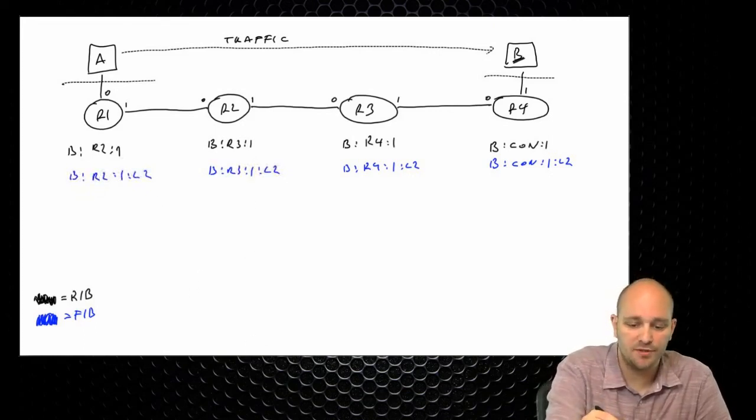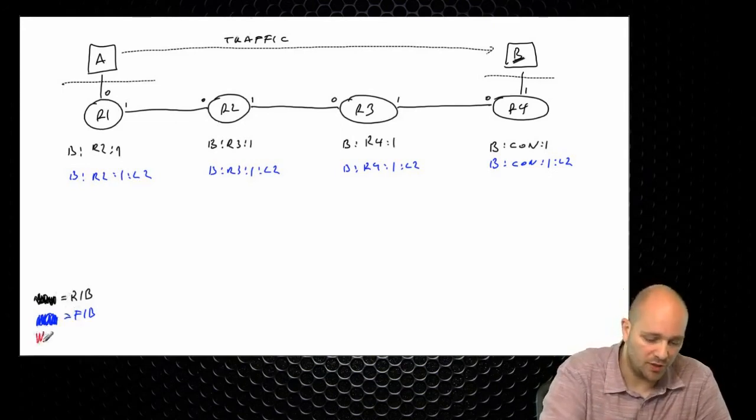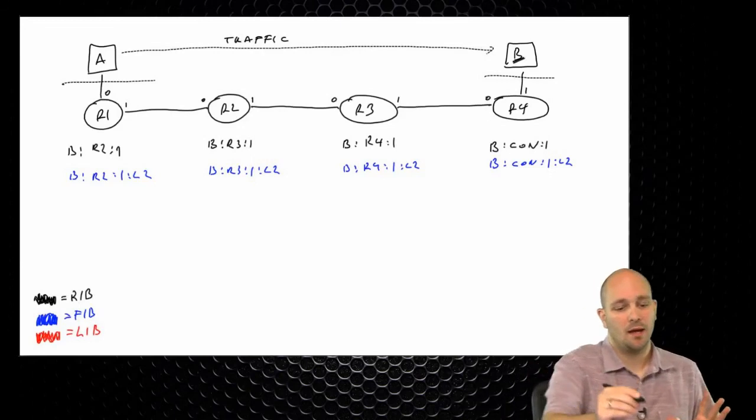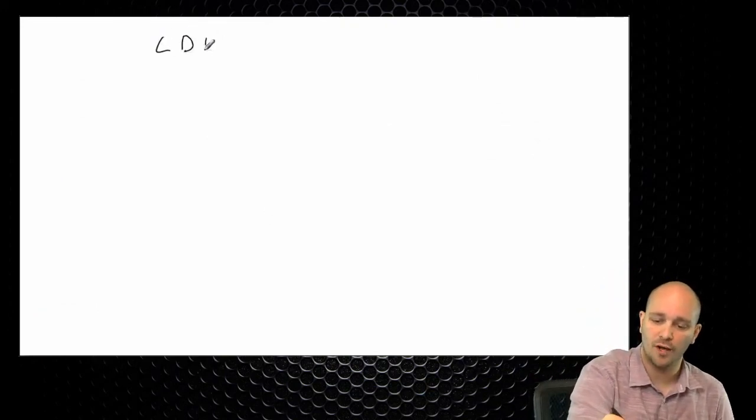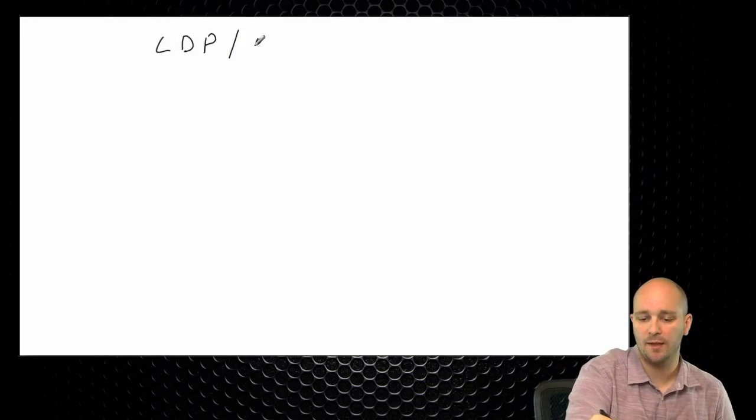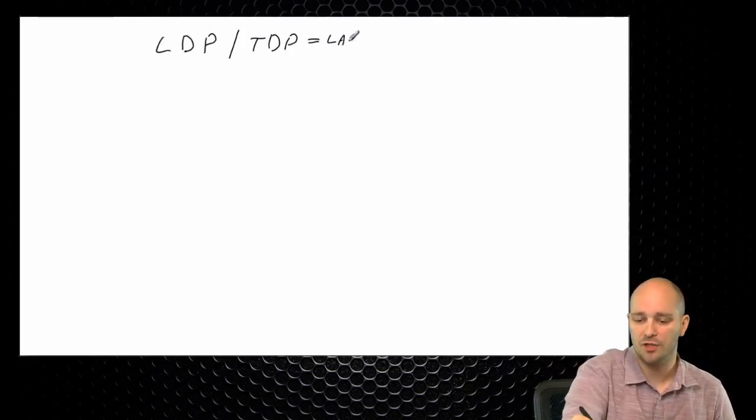Now, at this point, let's bring in the red color. The red is going to represent here our label information base. Now, before I go with this example, let me first talk about two protocols that are extremely important for MPLS. They are LDP and TDP. These are both label exchange protocols.